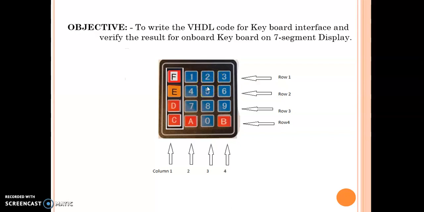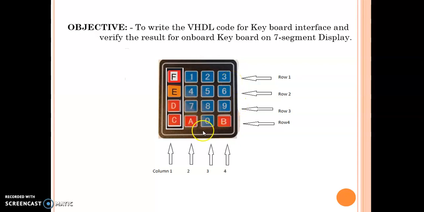For row 2 column 3, 5. For row 3 column 3, 8. For row 4 column 3, 0. For row 4 column 4, B. For row 3 column 4, 9. For row 2 column 4, 6. For row 1 column 4, 3.